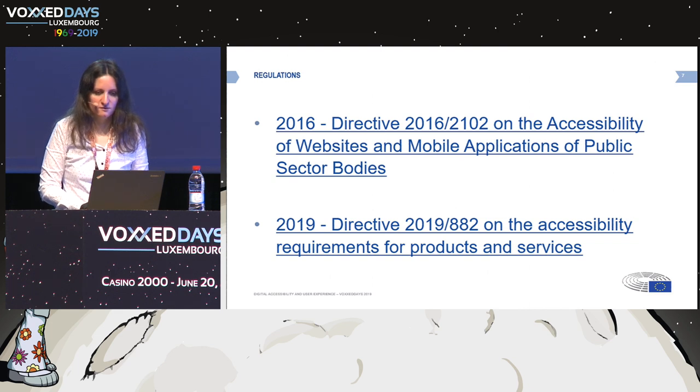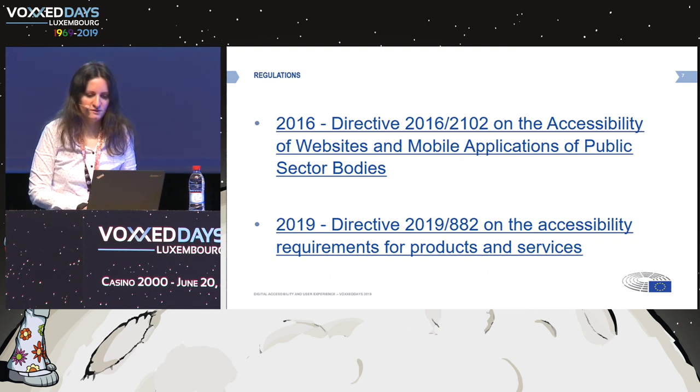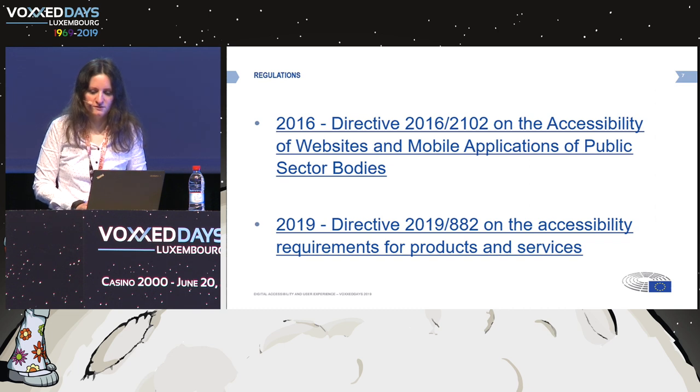The second regulation is the European Accessibility Act that was adopted in April this year by European institutions and will ensure that different products and services are accessible on the European market.